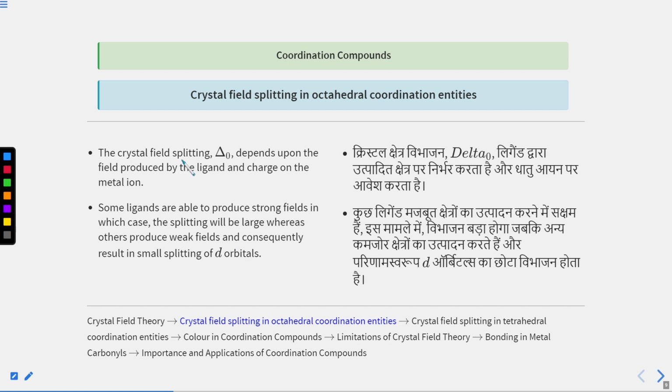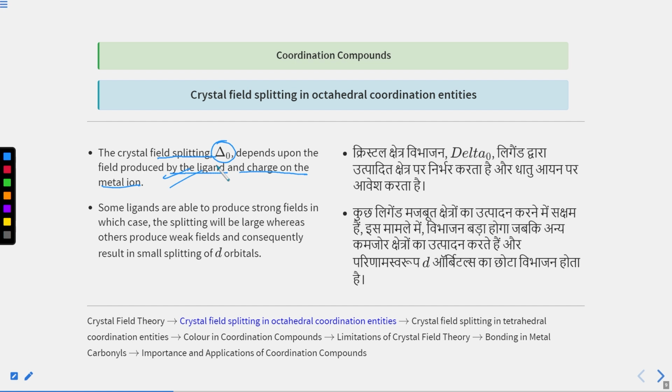Now some important points regarding octahedral: the crystal field splitting delta O will depend upon the field that is produced by the ligand and the charge on the metal ion. See, this is a very important point. So the ligand alone is not defining all of the things in this case. Why? Because this is the electrostatic model and it is totally dependent upon the electrostatic interaction. So the charge on the metal ion plus the negative field that is produced by the ligand will decide the amount of splitting, at what amount it will split.